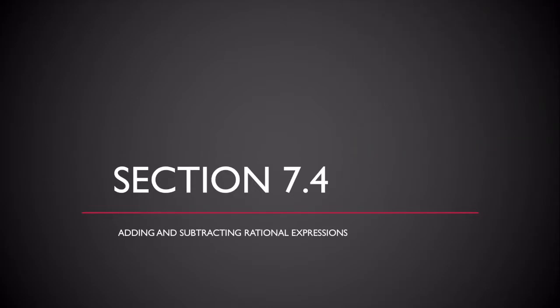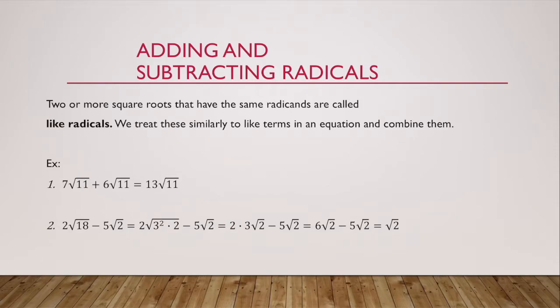Section 7.4 is about adding and subtracting radical expressions. Two or more square roots, or cube roots for that matter, that have the same radicands are called like radicals. That means what's under their radical is the same. We treat these terms similarly to like terms in an equation, and we combine them.